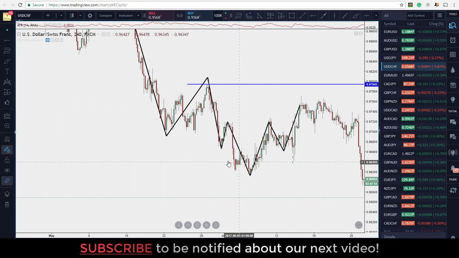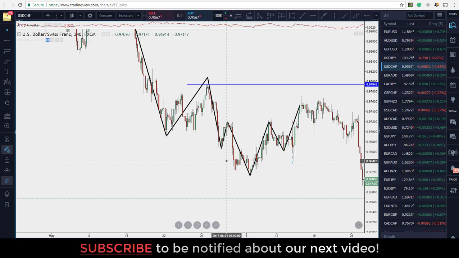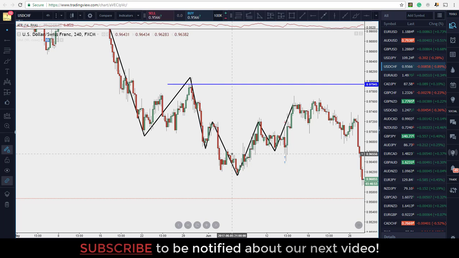So there's a good example of a head and shoulders pattern, a perfect pattern according to the rules of a head and shoulders pattern, that ended up being a losing trade. Very important to remember, guys, not every trade is going to win no matter what strategy you're using. So I hope you found these two examples helpful.